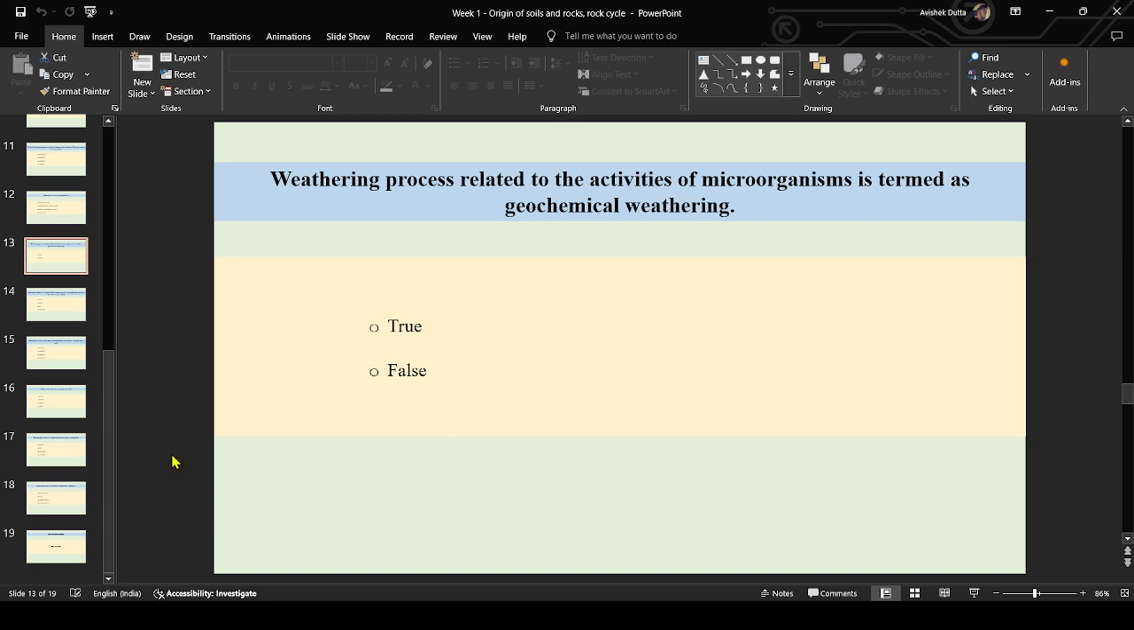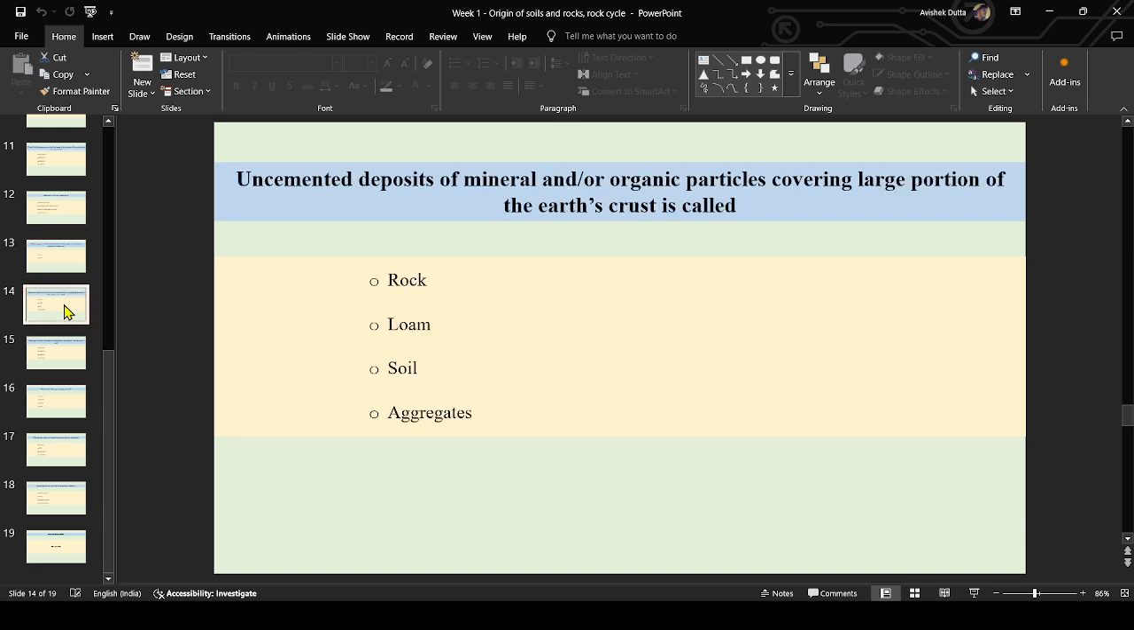Next question. Uncemented deposits of mineral and or organic particles covering large portion of the earth's crust is called. The options are rock, loam, soil, or aggregates.